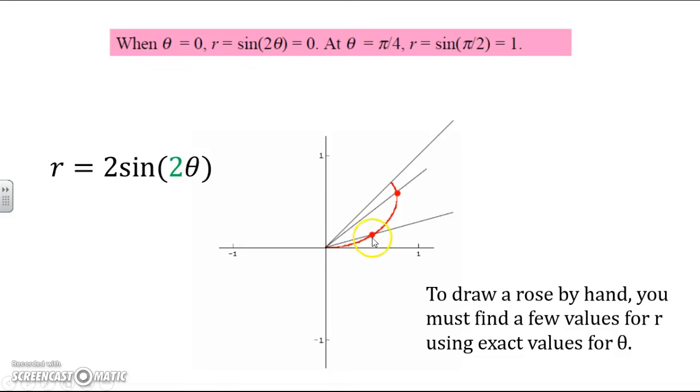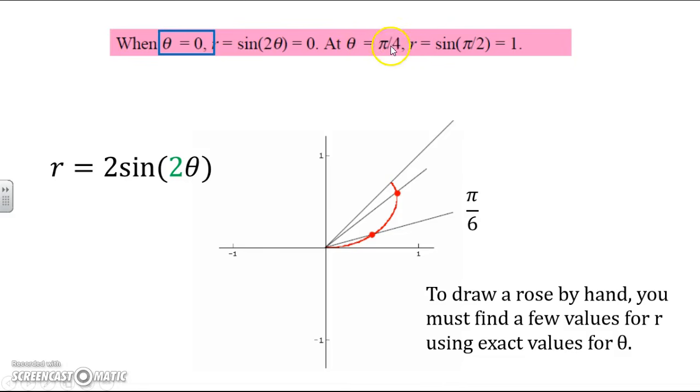Now, I could go up here and see what happens when theta equals pi over 6, again from what I know about the exact values table. So 2 times the sine of 2 times pi over 6, which is pi over 3. The sine of pi over 3 is 1/2, so I should expect that to be the distance of 1/2 in the plane, and I can see that it more or less is.